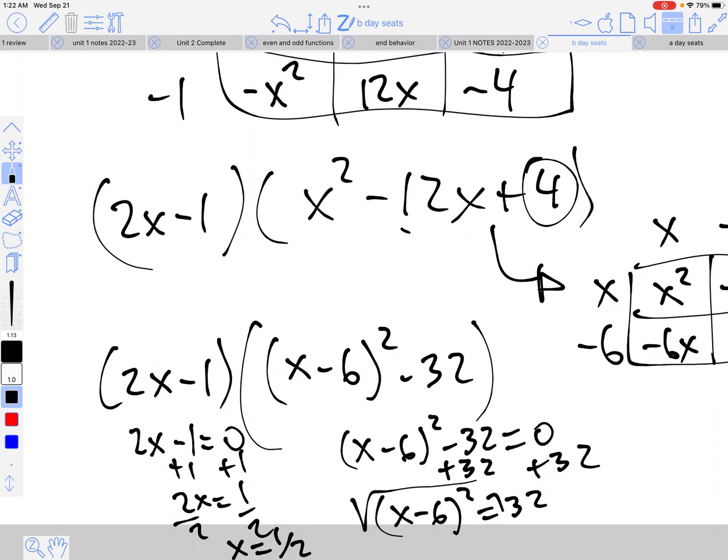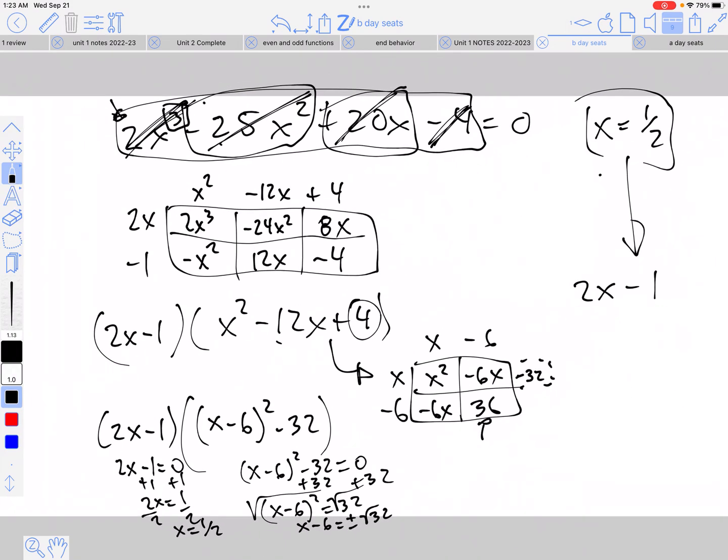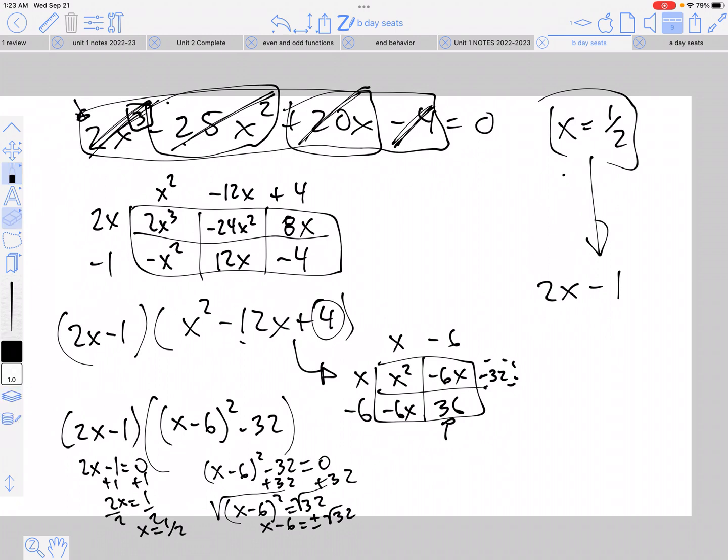I'm going to take the square root of both sides. I'm going to get x minus 6 equals plus or minus root 32. I'll add 6 to both sides. So that means my 3 roots are x equals 1/2, x equals 6 plus or minus root 32.